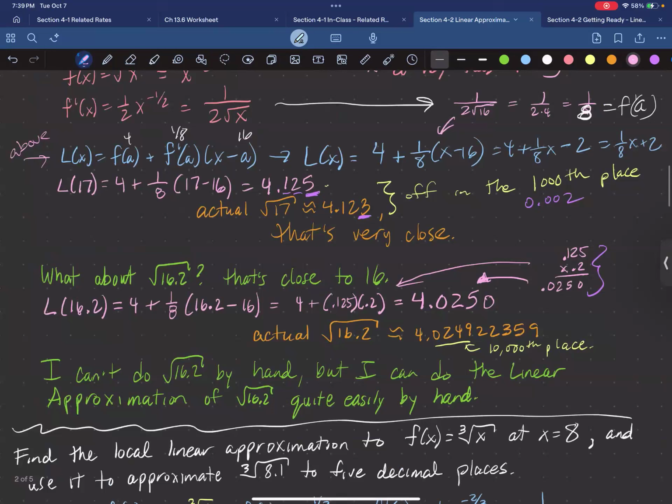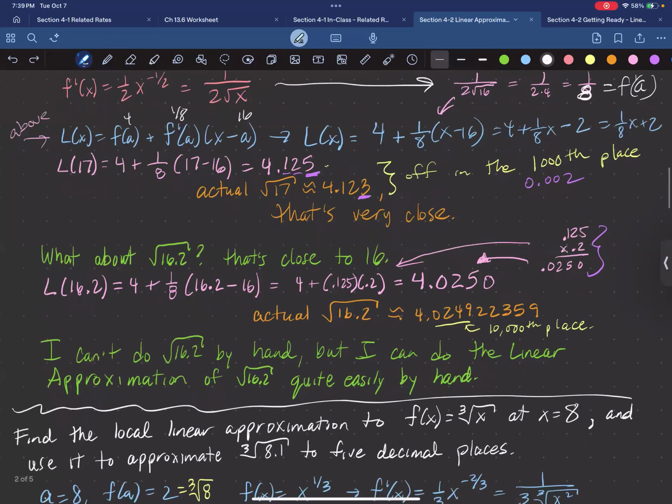So why don't we try this with the cube root of x and do x equals 8. And then we can approximate the cube root of 8.1. I want you guys to try this doing what I did above. You got to find out what the cube root of 8 is. You got to take the derivative of f of x, plug in the 8 to get f prime of a. And then you got to set up that equation, and I'll just underline it real quick right here so you can see a little bit better. So we don't need to scroll up. That's the equation we're plugging in. Okay. I'll assume you took a look.